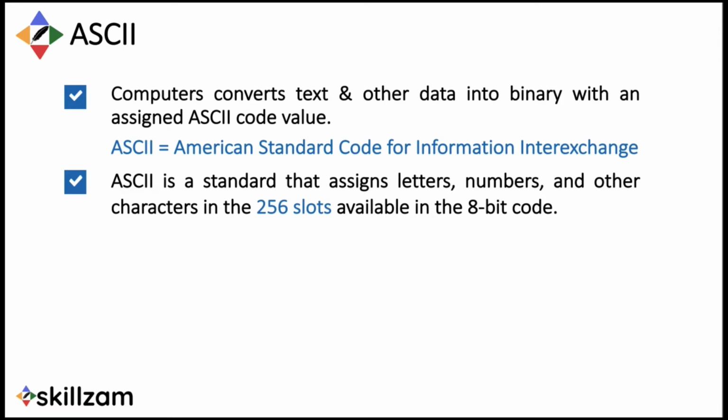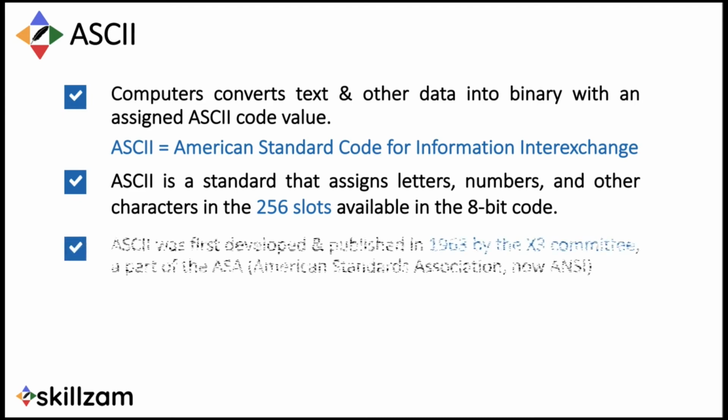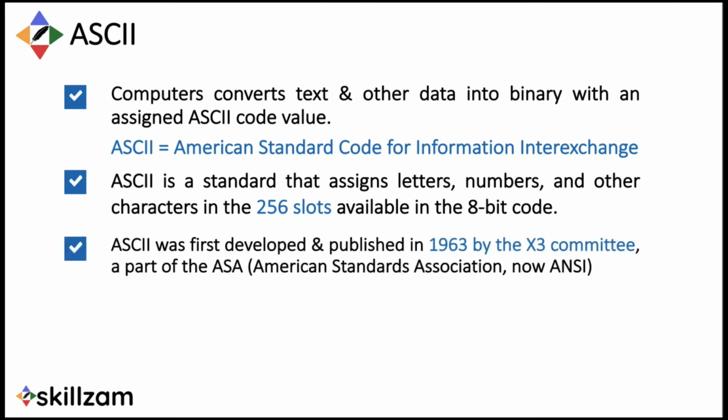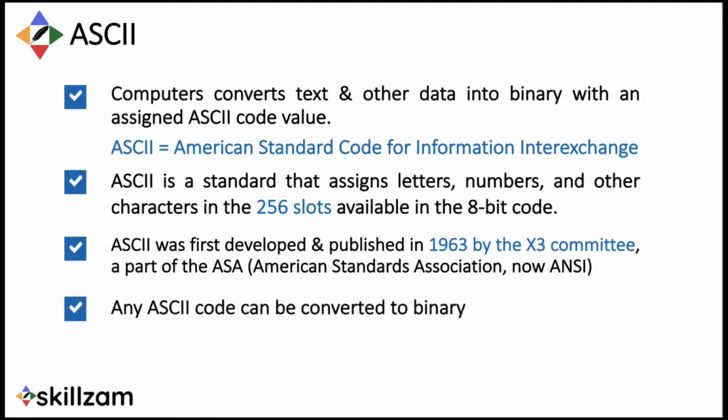ASCII code is an 8-bit code value, which means it has 2 to the power 8, that is 256 slots available. ASCII was first developed and published in 1963 by the X3 Committee, a part of ASA, which stands for American Standard Association, which is now ANSI, the American National Standards Institute. Any ASCII code can be converted to binary.